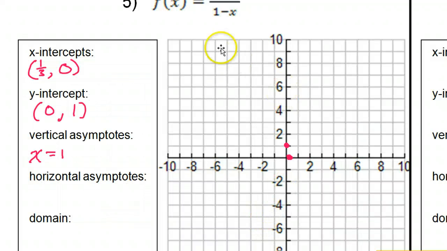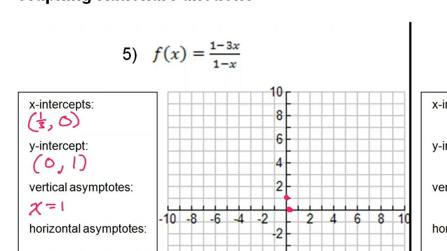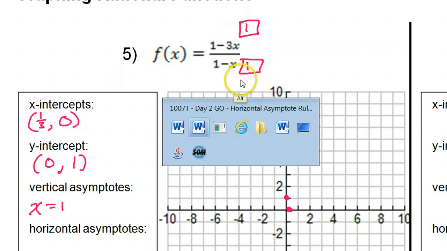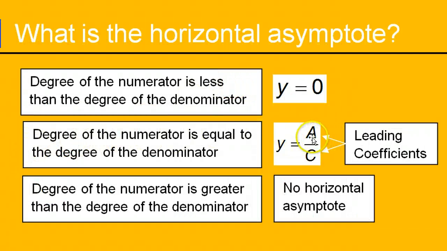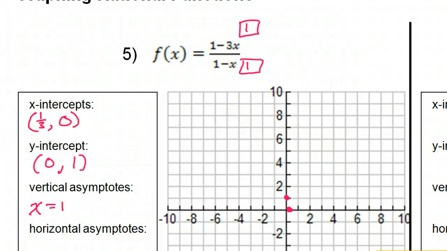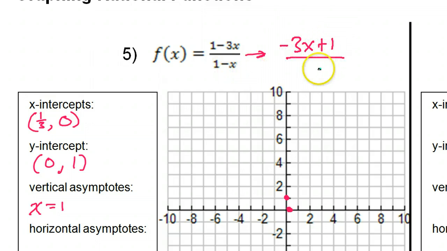So which situation are we in here? Well, the top degree is 1. You see it says x. The bottom degree is also 1. So since the degrees are the same, we're in this middle situation where we're going to use the leading coefficients. Now be careful. The leading coefficient is not 1. You really should probably rewrite this in standard form. Instead of 1 minus 3x, that would be negative 3x plus 1. Instead of 1 minus x, standard form would be negative x plus 1.